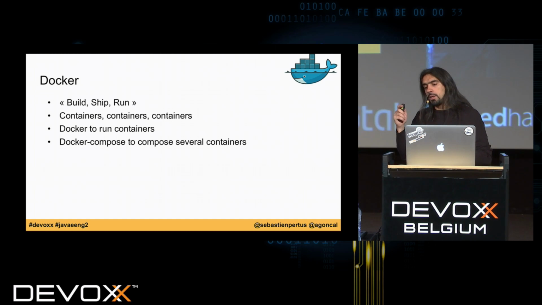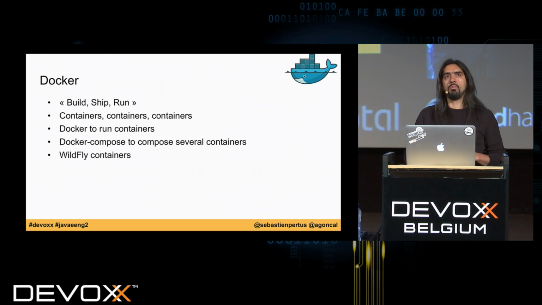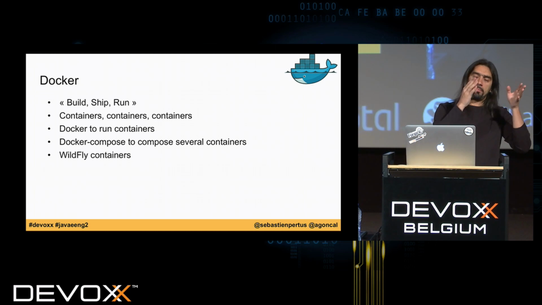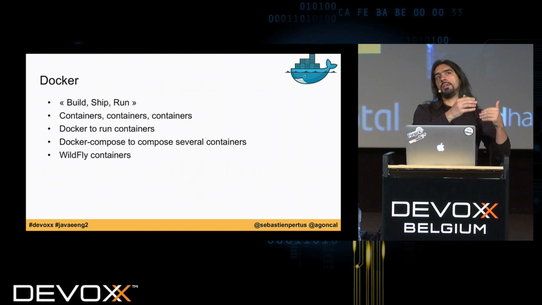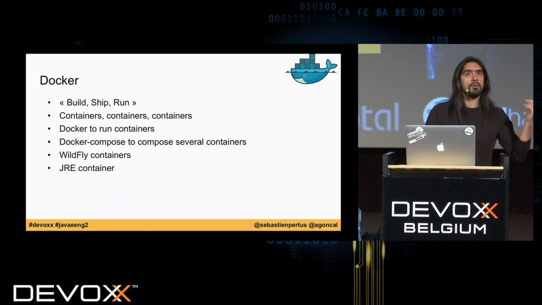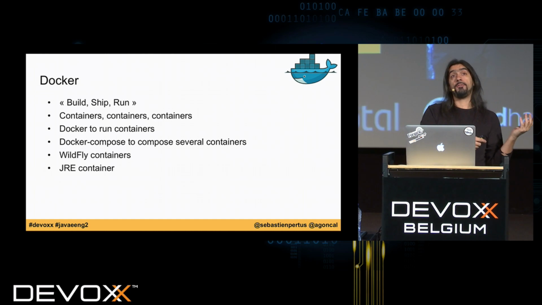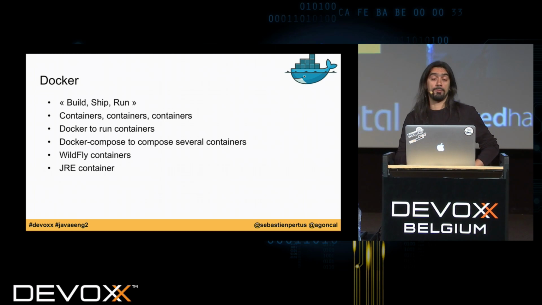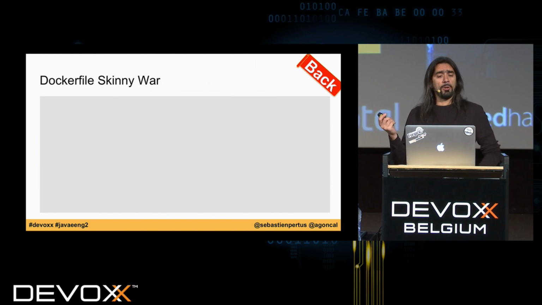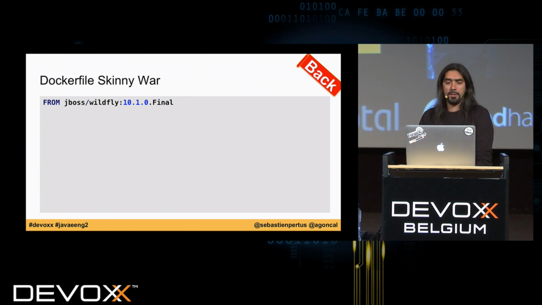So I'm going to use a WildFly container. I'm going to do these two exercises. I'm going to use a WildFly container in Docker and deploy a WAR file. But I'm also going to take the Java container, the JRE, and deploy my fat jar with the MicroProfile.